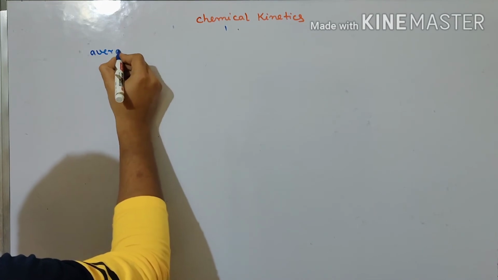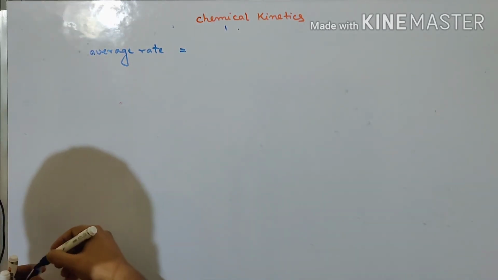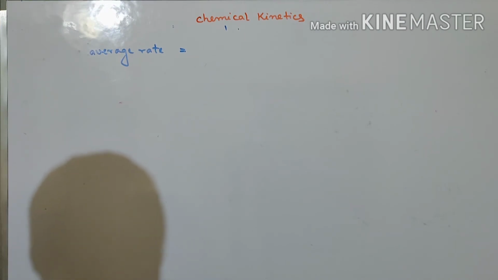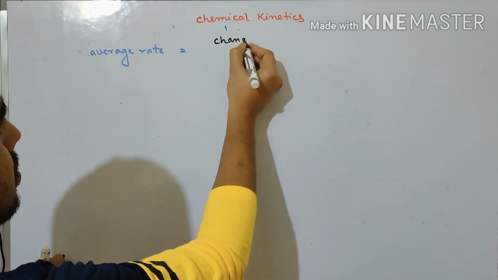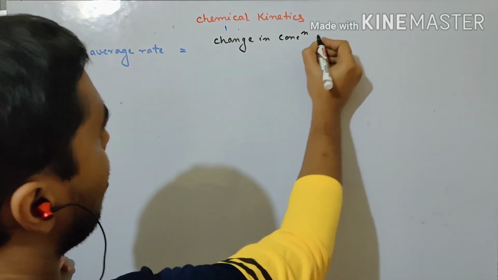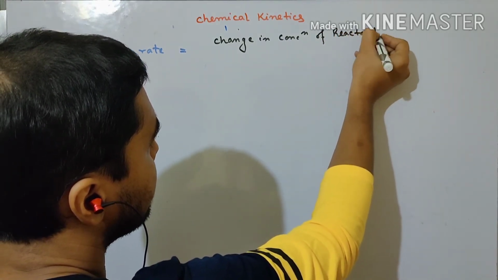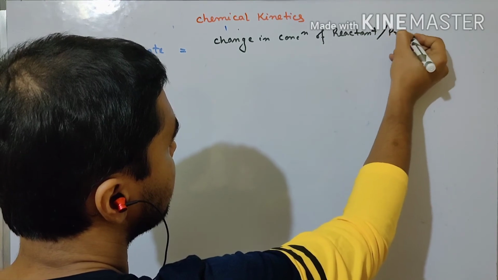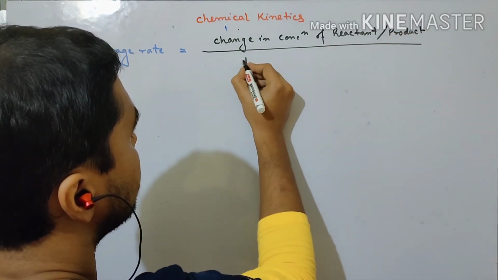First, let us talk about average rate. Average rate is the simplest one. It is the change in concentration of reactant or product divided by time interval.